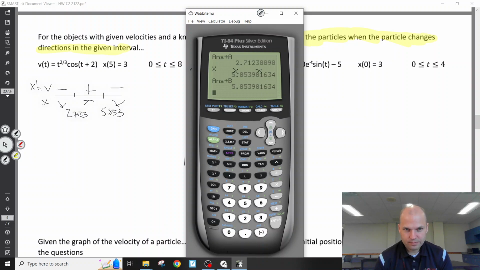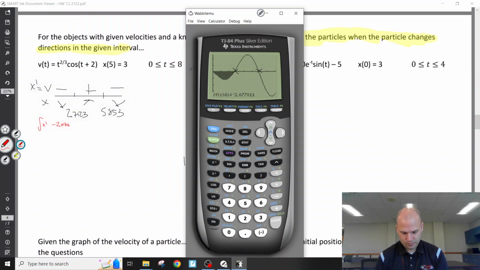Go back to the graph. Let's find our area. Second calc 7. Let's go from 0 to a. You are figuring out how much you've gone down and up. I've gone down 2.077 to get to this time. So this is how much x has gone down.